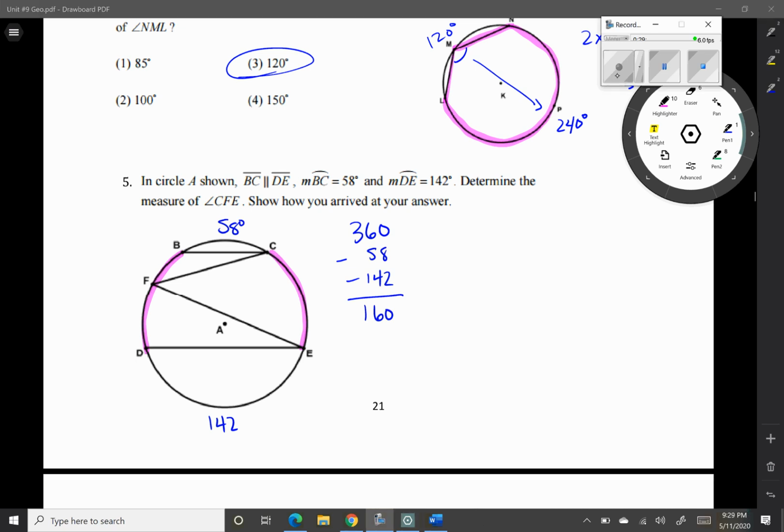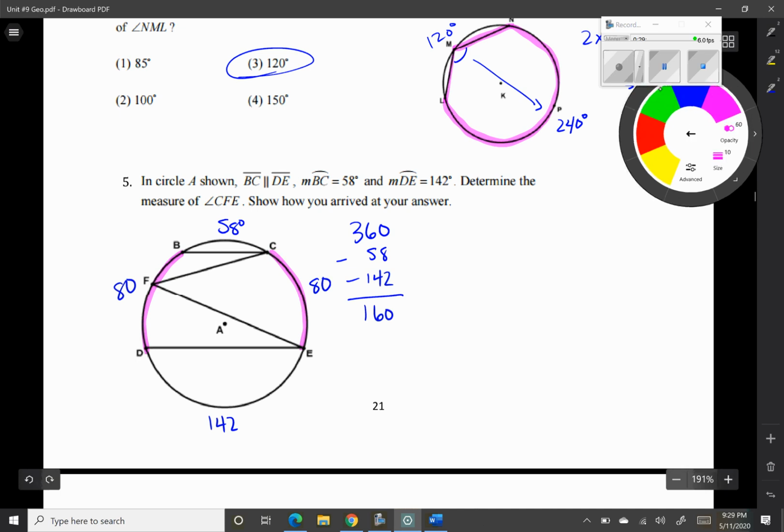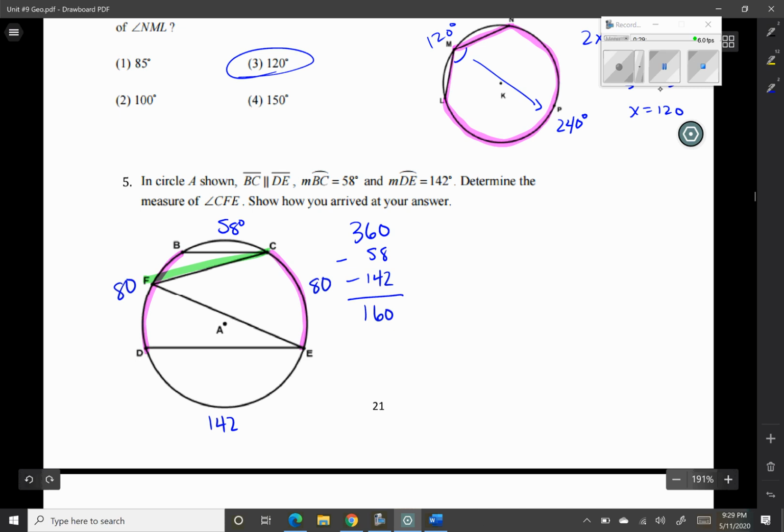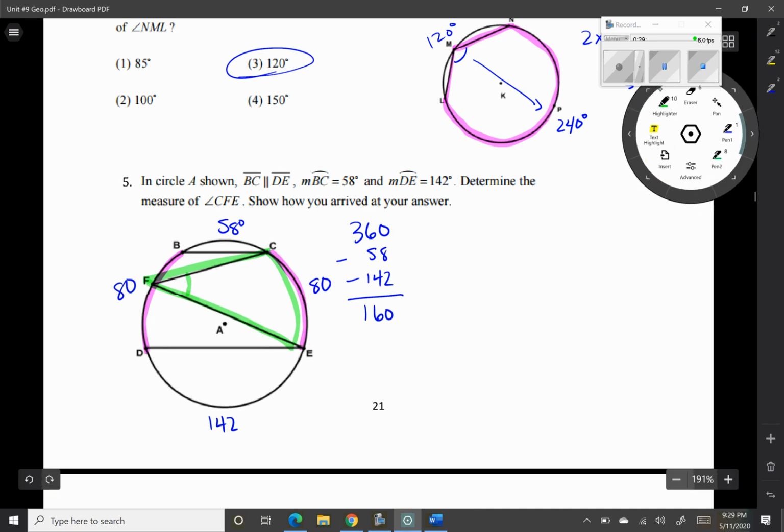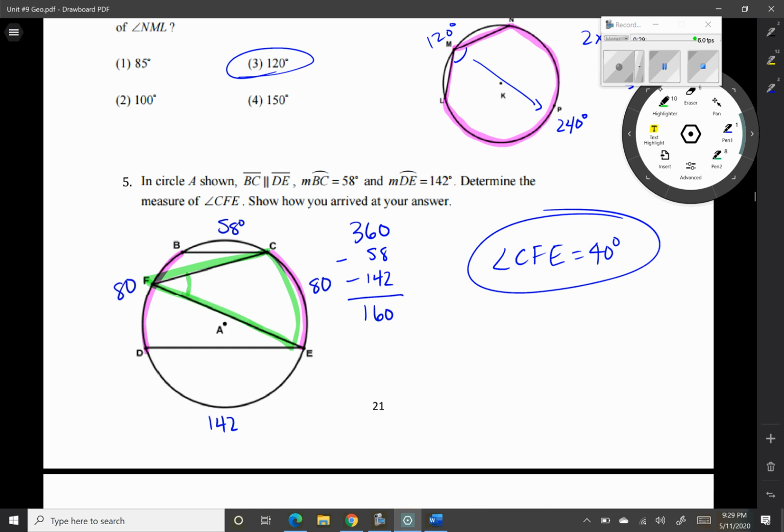Now that 160 is going to be split between both of these arcs. So both of these arcs are going to be 80. Angle CFE, if I follow those letters from C to F to E, that's an inscribed angle to this arc of 80 degrees. So since the arc is 80 degrees, the inscribed angle, angle CFE, must be half of that, so 40 degrees. And again, we use the fact that these are parallel lines to say that those arcs are going to be the same. Parallel lines are the same distance from each other, so the size of the arc is going to be the same as well.